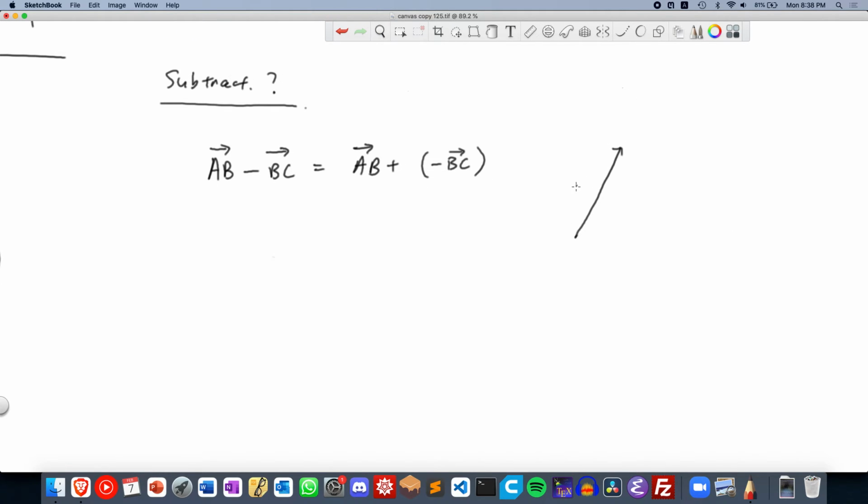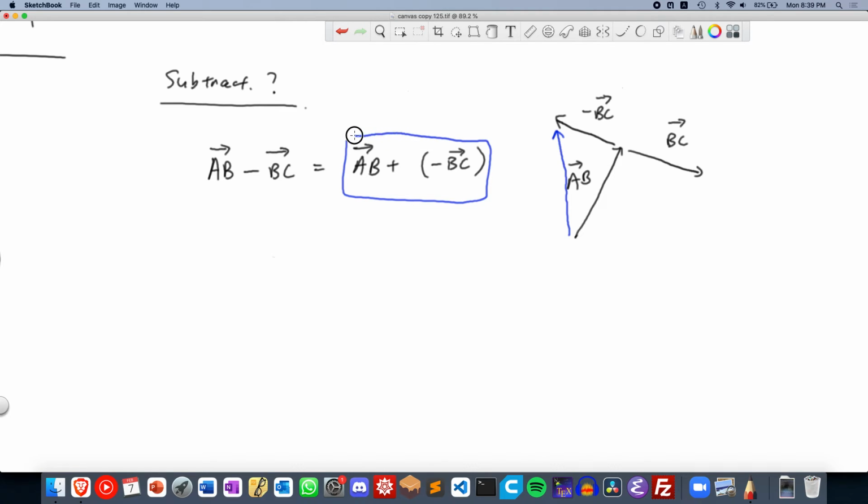This looks like if we have AB, let's say we have BC, then the first thing to do if we want to subtract them is we need to flip BC around. So then if we flip BC around, then this will be minus BC, and AB minus BC would then be this. So this is AB minus BC on the right hand side.